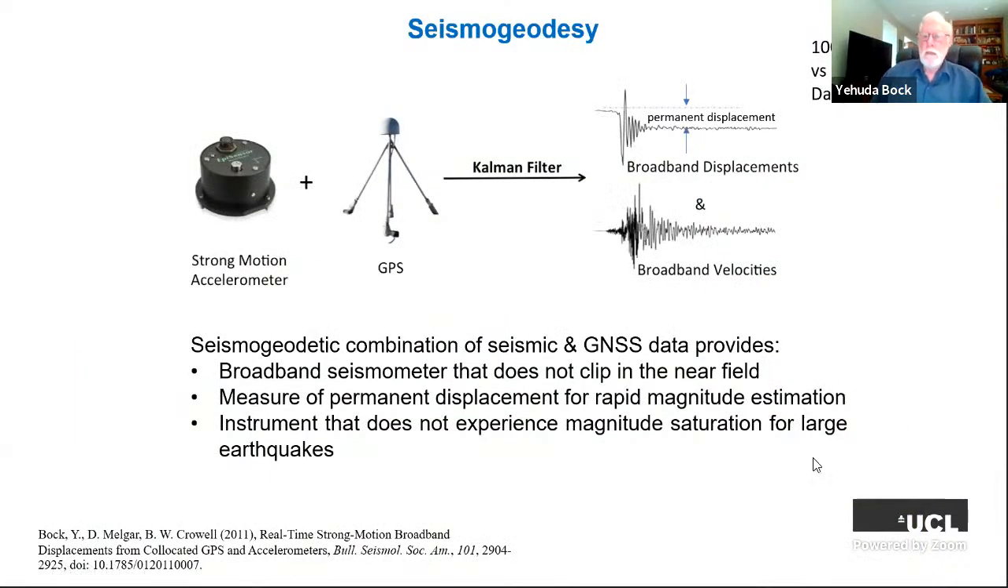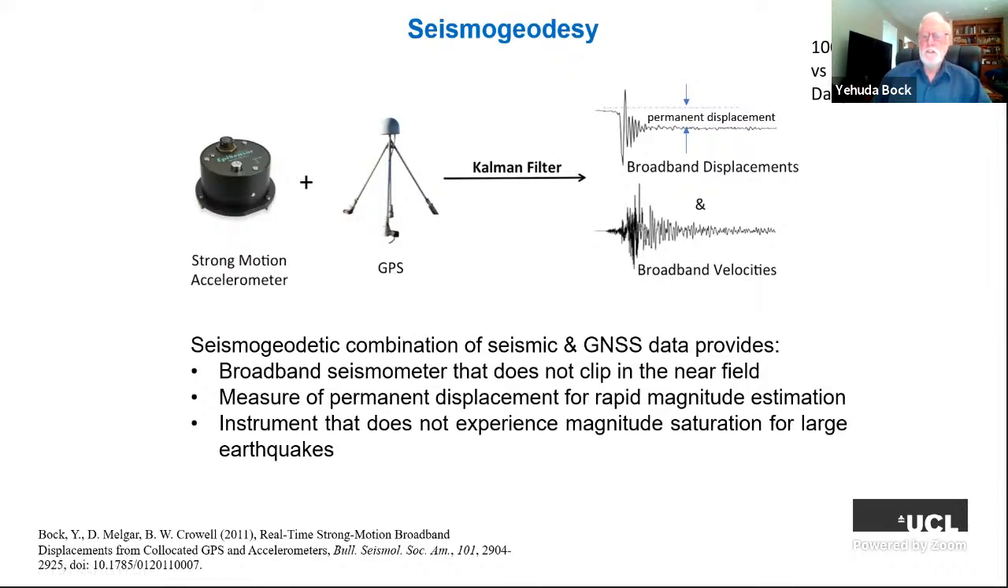So what we've done is we've developed this methodology, we call it Seismogeodesy, where we take precise accelerometers and we combine them with GNSS measurements. Now the GNSS measurements are now once per second, or it could be up to 10 times per second. Remember, the daily solutions are an average of all the information over a day. This is just displacement every second. So combining these two instruments, we're able to get a much higher rate of motion.